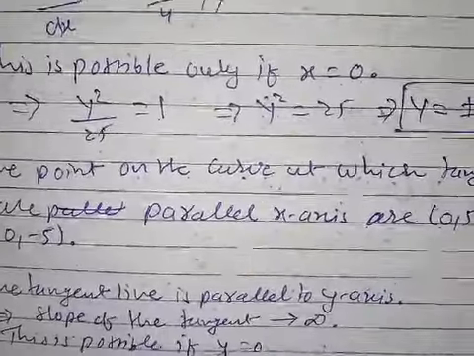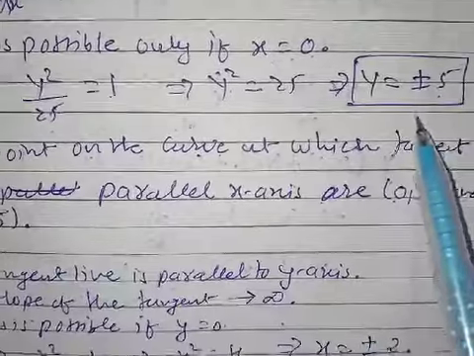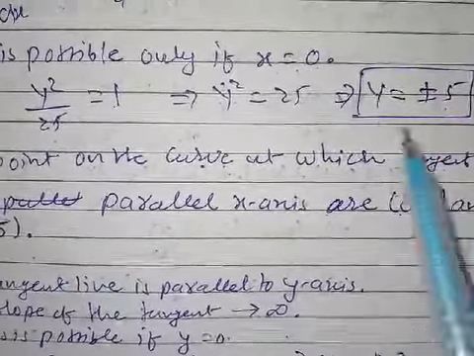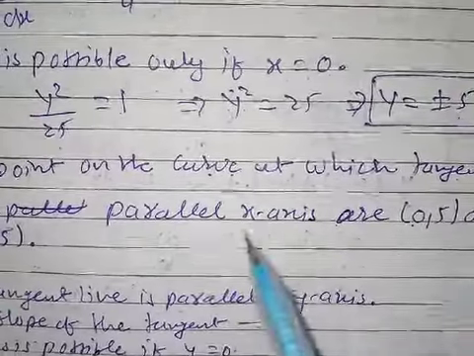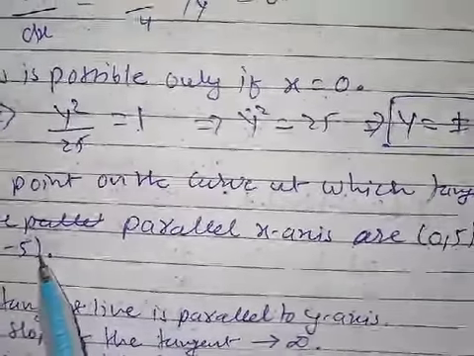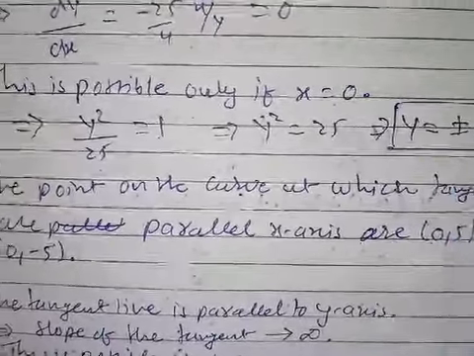The point is on the curve and the tangent is parallel to the x-axis, which means the x coordinate is 0. So the points are (0, 5) and (0, -5). We get the value of y, and x will be 0. Okay.